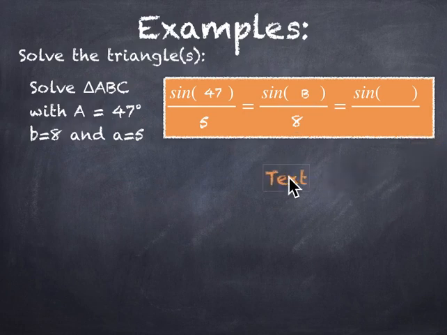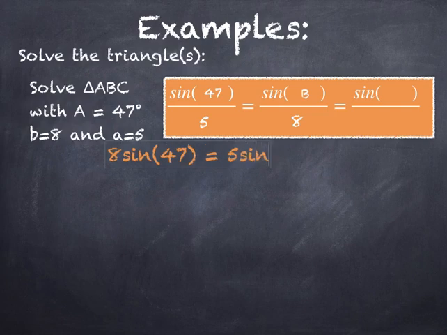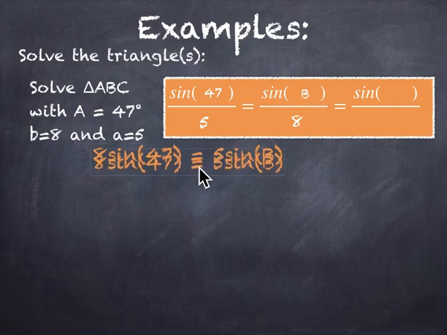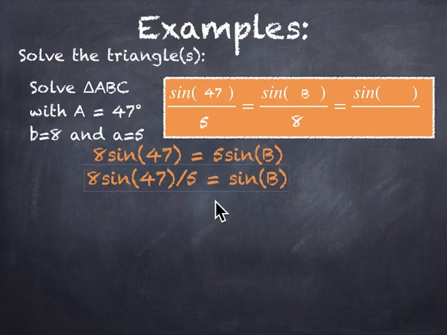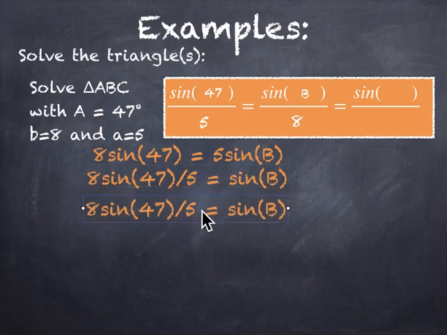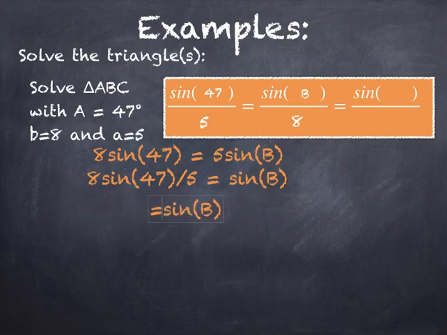And we could set up a proportion just like last time, right? That would be 8 times the sine of 47 has to equal 5 times the sine of B. And we should be able to divide both sides by 5 again. And we get that sine of B is equal to whatever 8 sine of 47 divided by 5 is. Type that in my calculator a moment. That gives us a 1.3 value. And so sine of B is equal to 1.306.